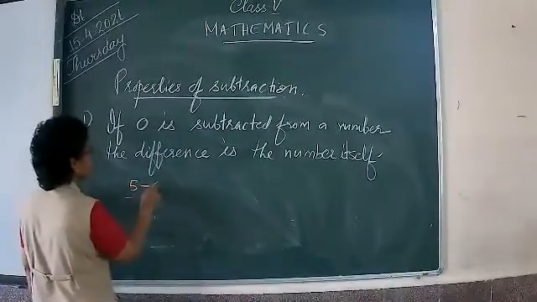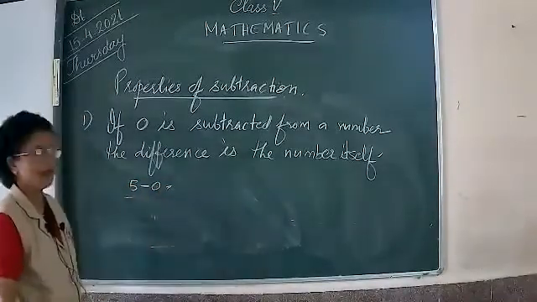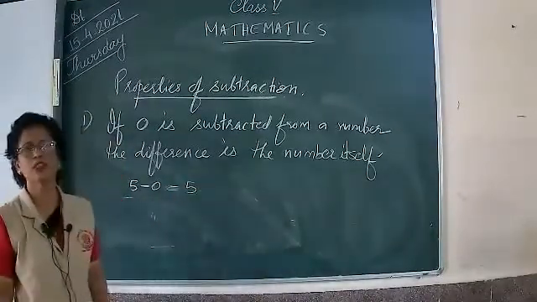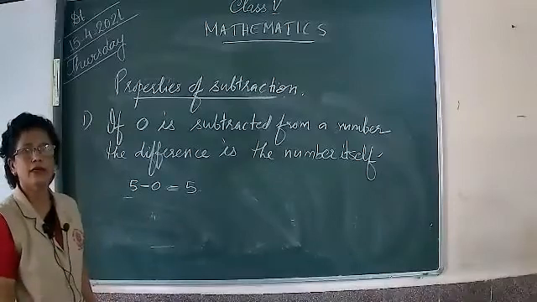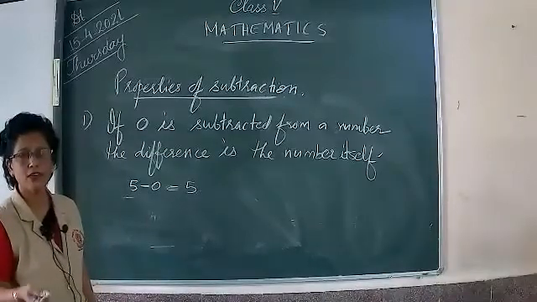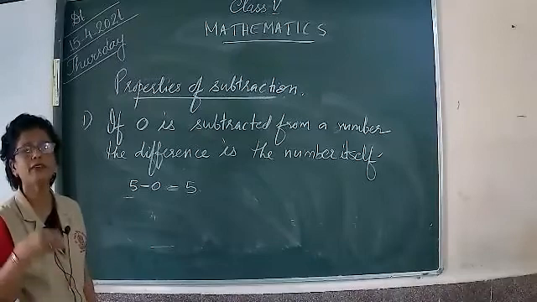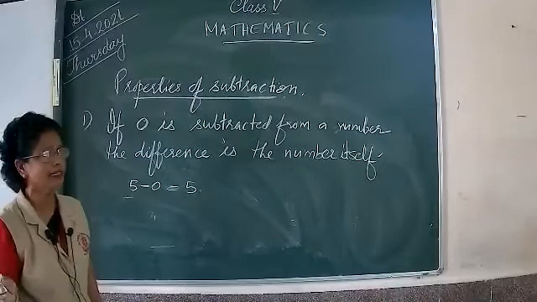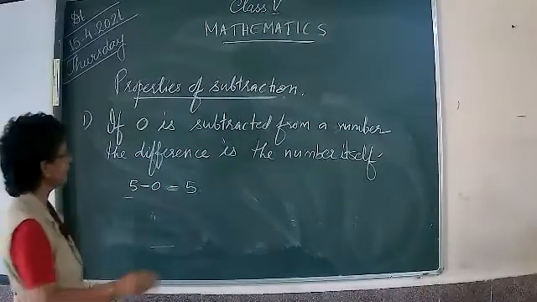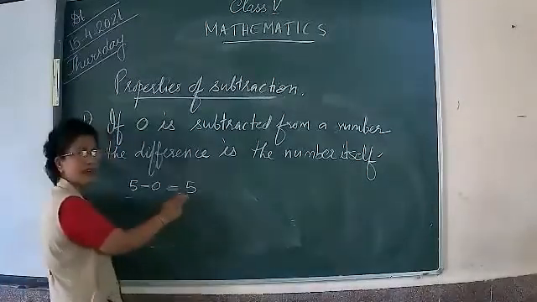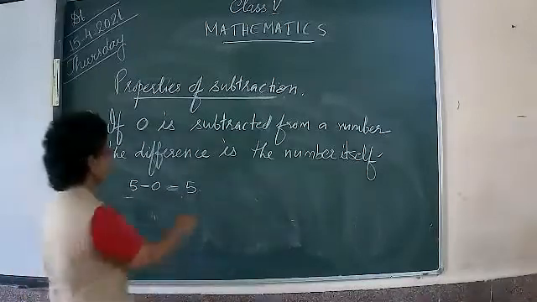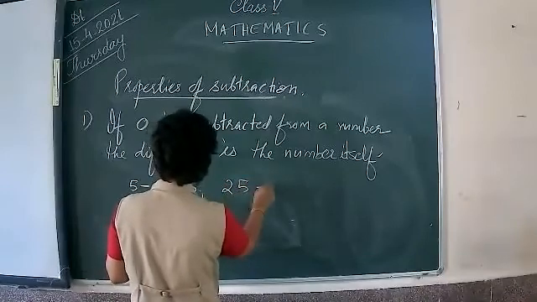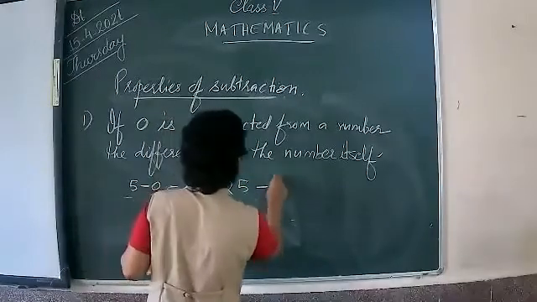5 minus 0. What is the answer, children? 5 itself, isn't it? That means you are subtracting 0 means you are not giving anything. 5 minus 0 means 5 chocolates you had and you are giving 0 chocolates to somebody. 0 chocolates you are giving means you are not giving anything. 0 means nothing. So as it is, you are having 5 chocolates. That is the answer 5. Same way, 25 minus 0.